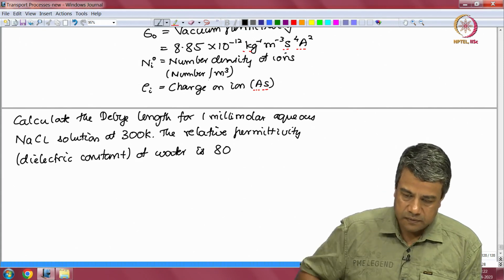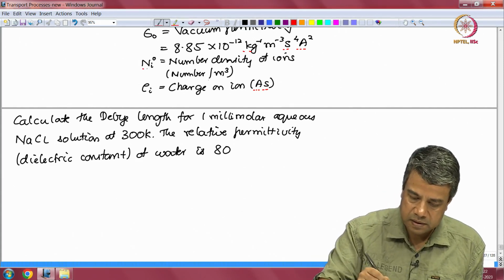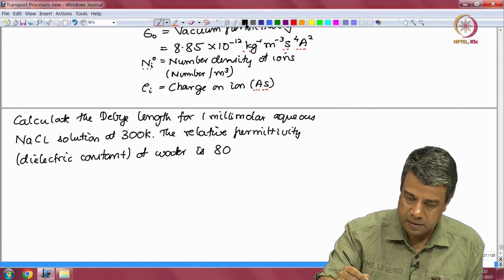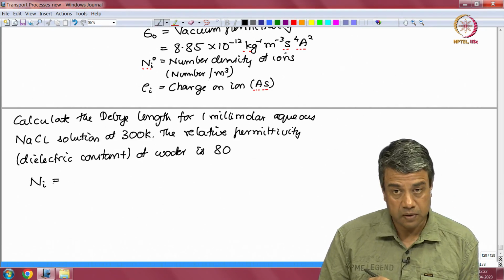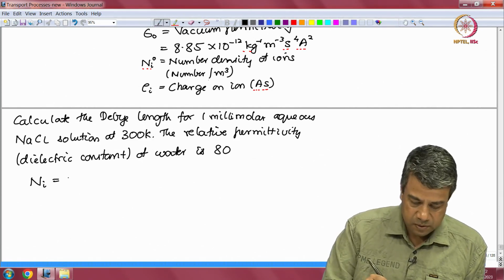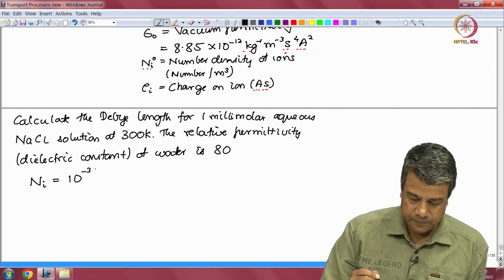So, first thing we have to find out is what is the number density of the ions. Ni is equal to 1 millimolar. So, it is equal to 10 power minus 3.